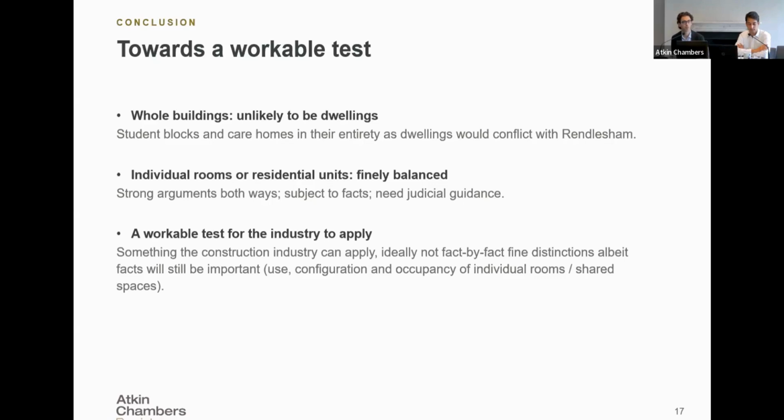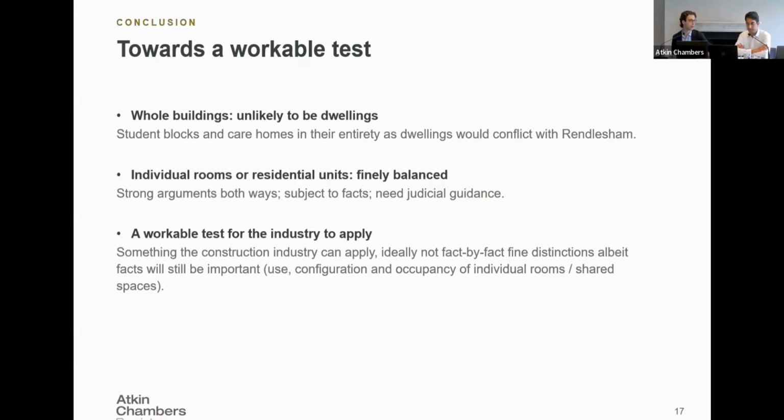And then finally, there needs to be some way to tie all of this together so that the industry can work out whether or not we're dealing with a dwelling, and disputes in this area can be much more easily resolved.